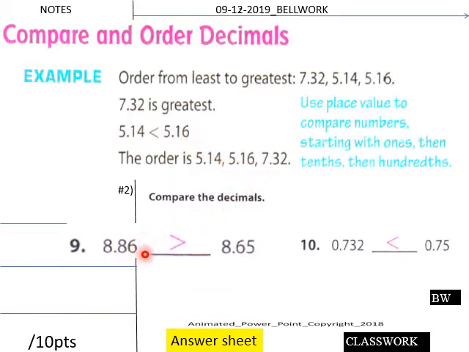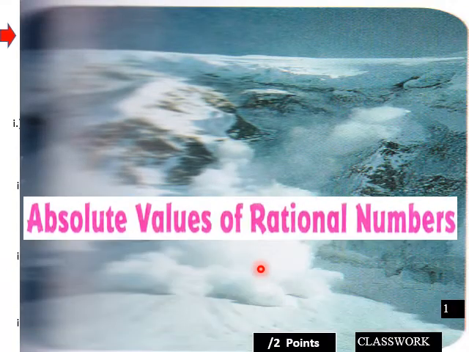And then down here, 8.86 is greater than 8.65, isn't it? Yes, because 8 tenths is larger than 6 tenths. And then down here, 0.732 is less than 0.75 because we have the tenths, the hundredths. So 5 hundredths is greater than 3 hundredths. So therefore, 0.732 will be less than 0.75 because of that. And that's 10 points. Right into our lesson for today.